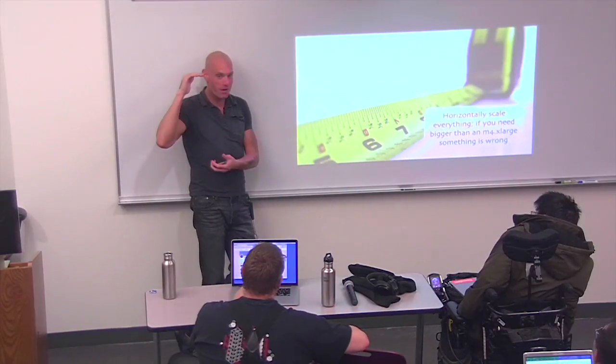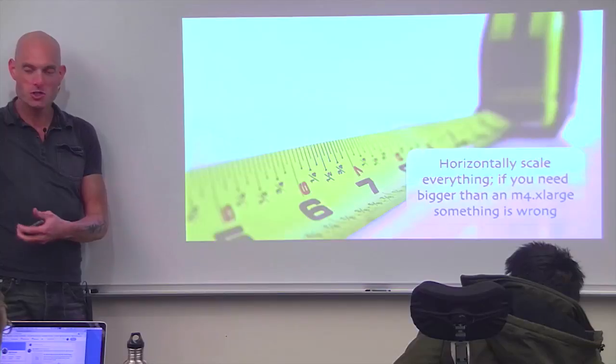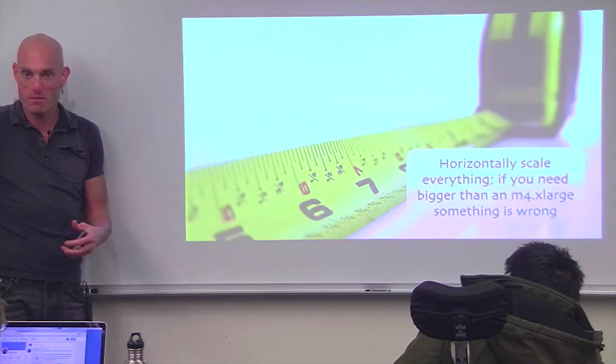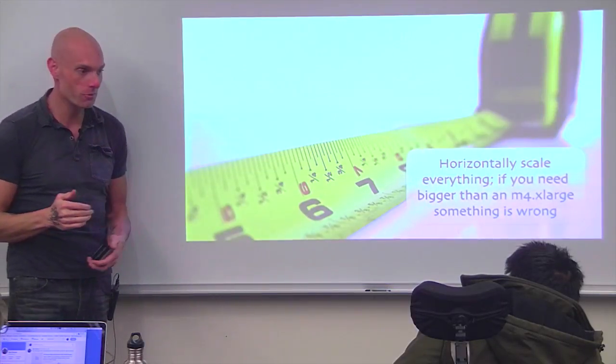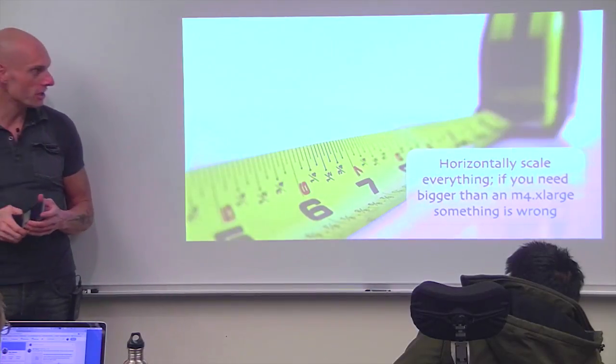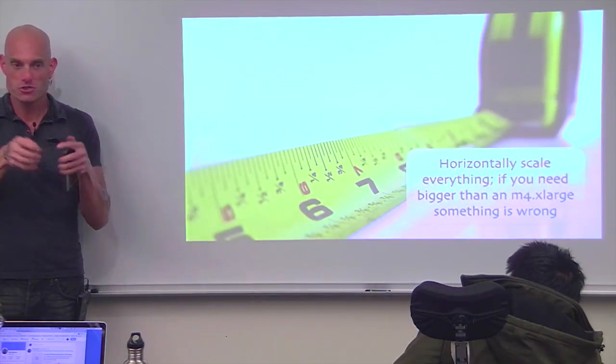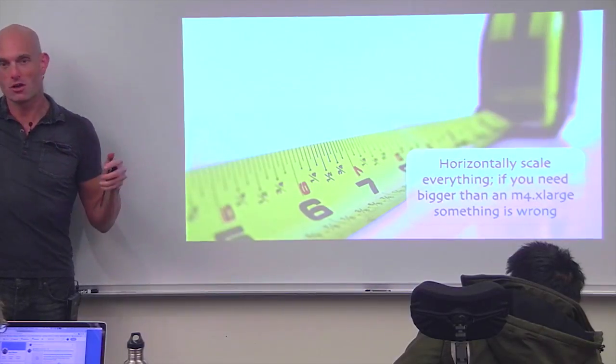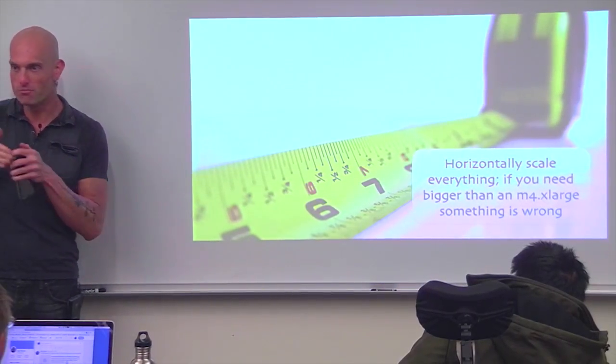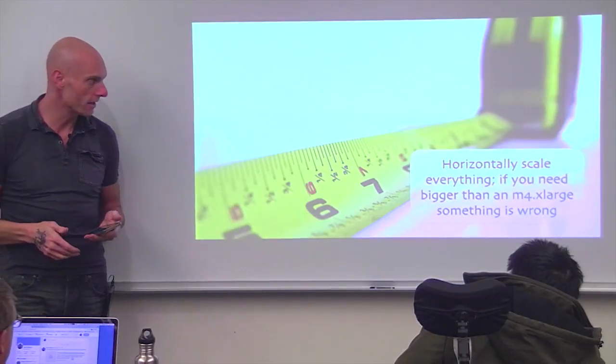More RAM, faster CPU, more cores, whatever. Well, there's very much an upper limit to that. You can only have so big of a machine. They only make so many cores, and you can only put so much memory in a machine. Horizontal scalability is you have a bunch of little machines, and when you need more capacity, you just add more little machines, and it's effectively infinite, because you can run an almost infinite number of machines.